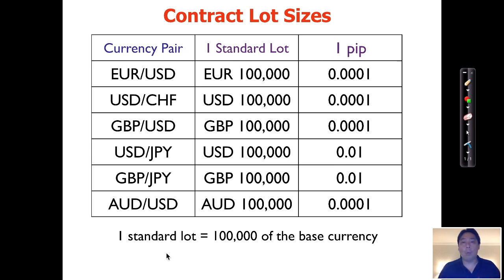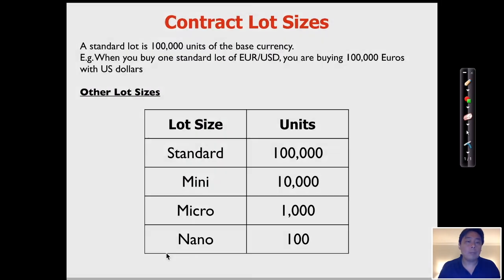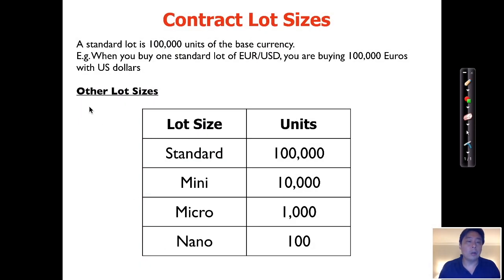Now, you don't have to buy 1 lot. You can buy less than 1 lot. Like I said, a standard lot is 100,000 of the base currency, and you can buy a mini lot, 10,000, a micro lot, 1,000, or a nano lot, 100. You don't have to remember the names of these. What's important is to know how many units you have to buy and how you key in the lot size. It depends on the broker you use.